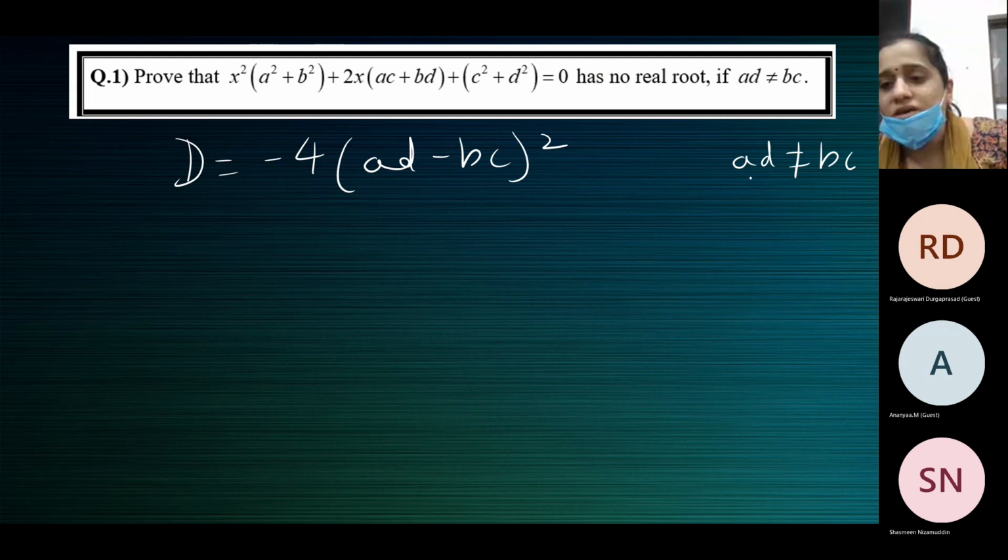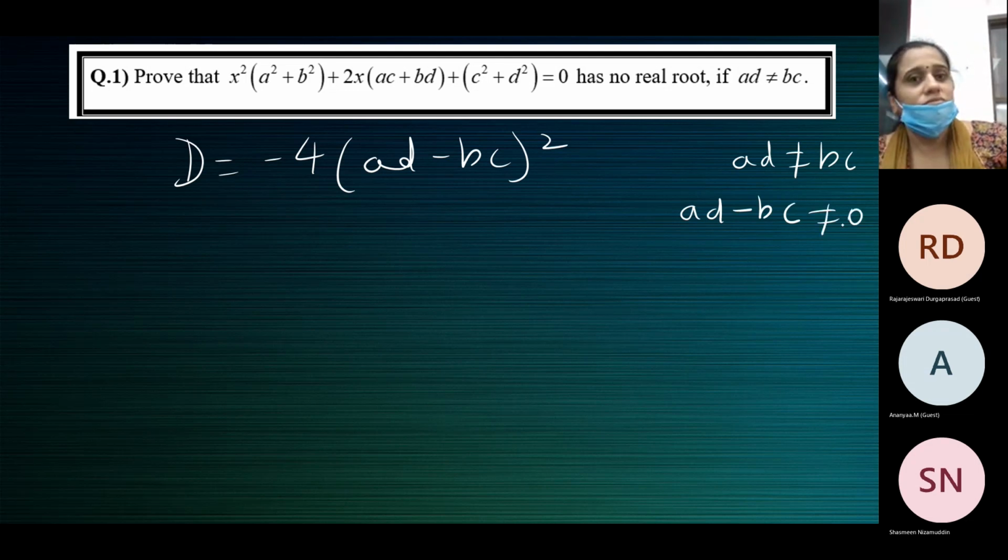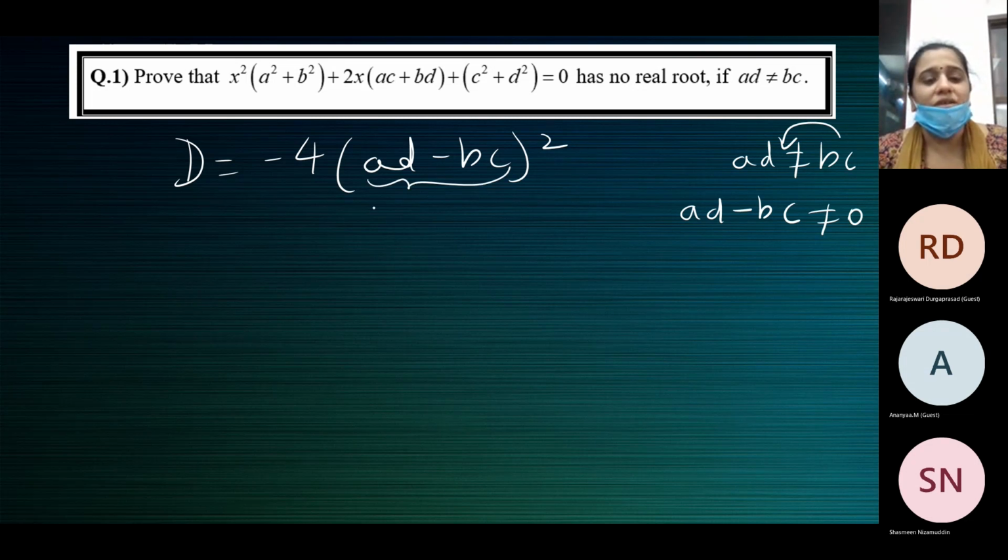Listen carefully. If these two are not equal, that means their difference is not 0. You can transpose: AD minus BC is not equal to 0. Then AD minus BC will either be negative or positive. But when you square it, it's ultimately positive.